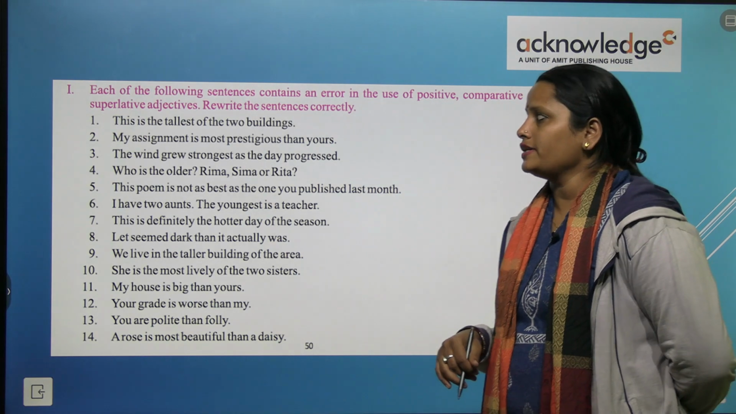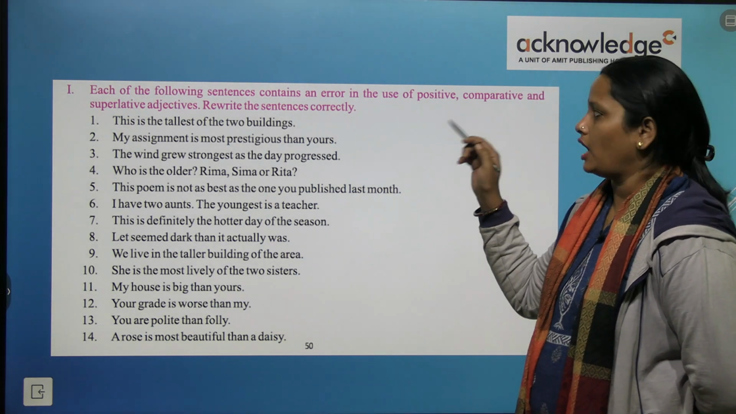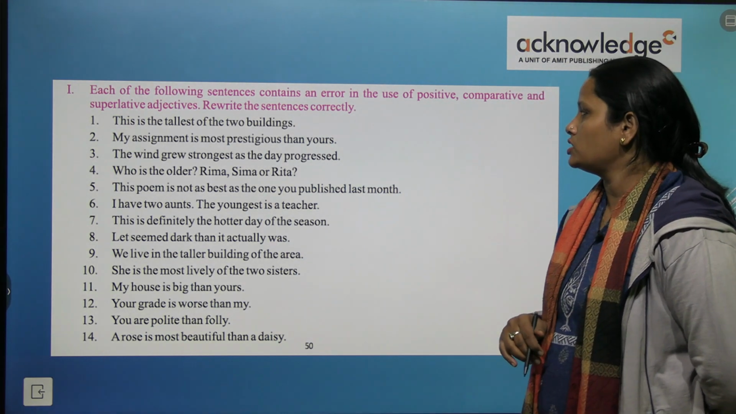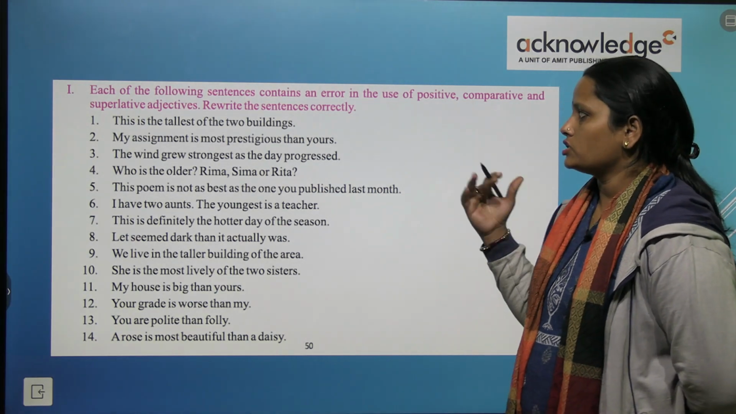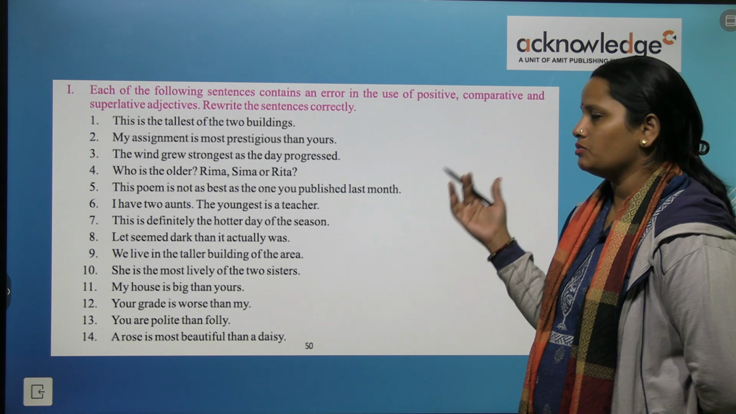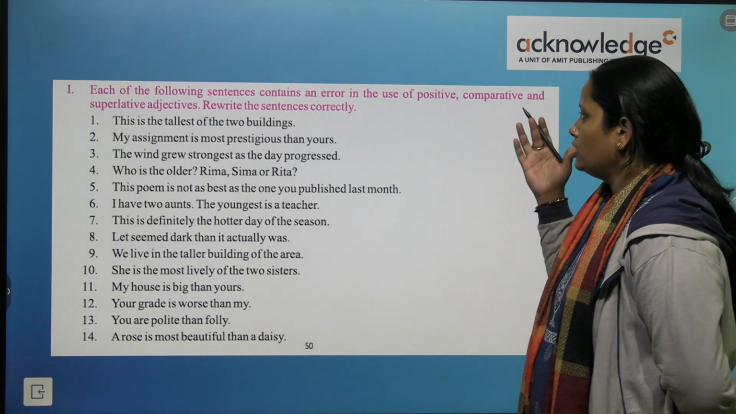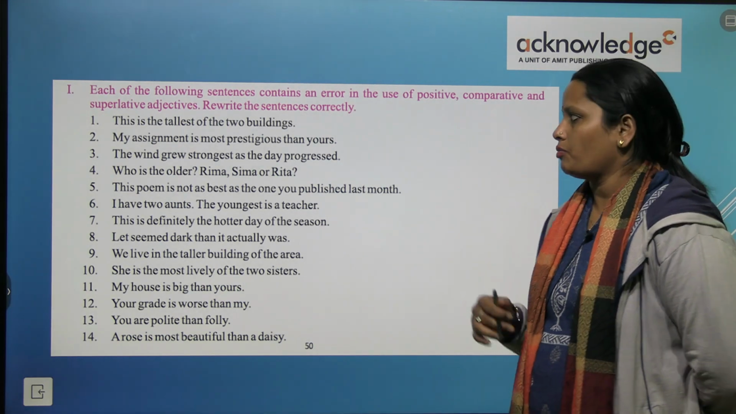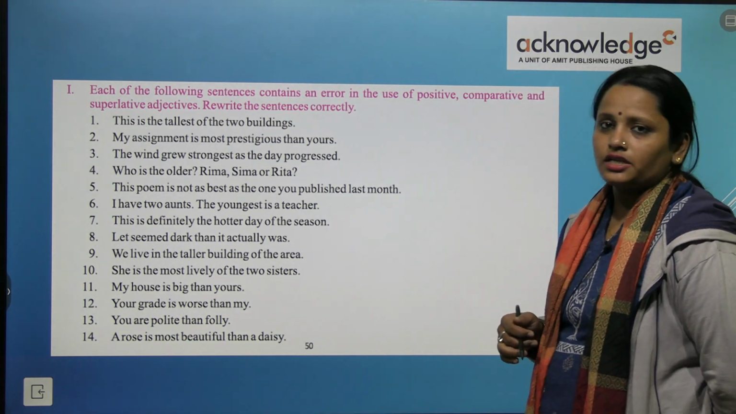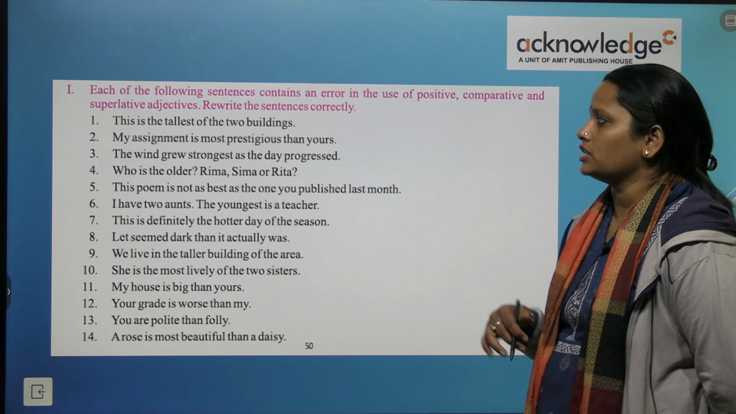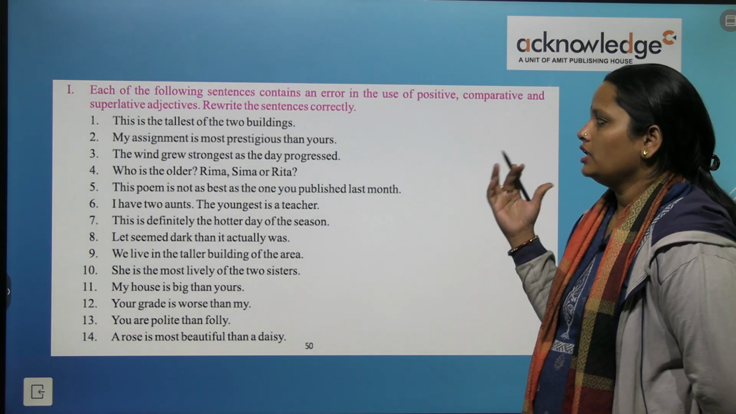Now each of the following sentences contains an error and is used in positive, comparative and superlative degree. So जो ये questions दिए गए हैं, यहाँ पे sentence दिए गए हैं, इनमें कुछ ना कुछ error है. और ये कौन से डिग्री में है? ये positive में है, comparative में और superlative degree में. Rewrite the sentences correctly. Sentence को हमें ध्यान से देखना है and then लिखना है.